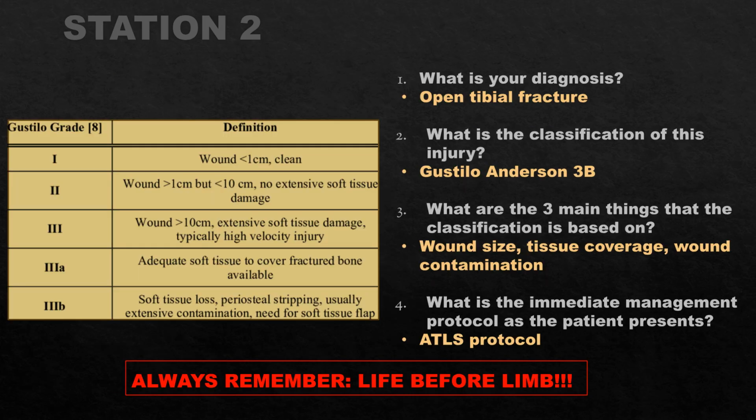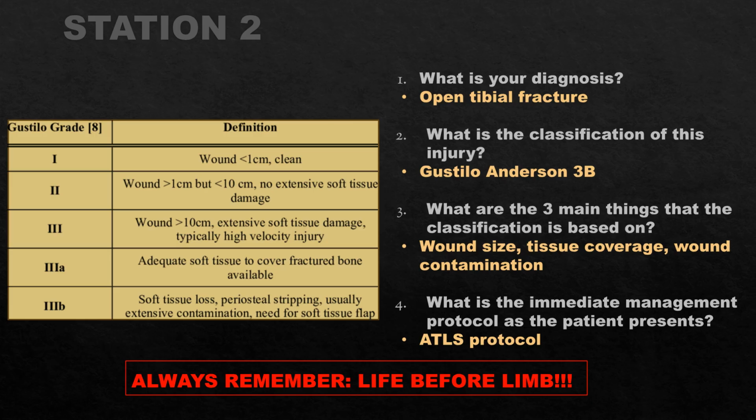Diagnosis. This is an open tibial fracture. Tibia is the most commonly fractured long bone and frequently open due to minimal soft tissue coverage. Classification. This is classified using the Gustilo-Anderson classification, in this case type IIIB. Type IIIB involves extensive soft tissue damage, periosteal stripping, requires flap coverage.